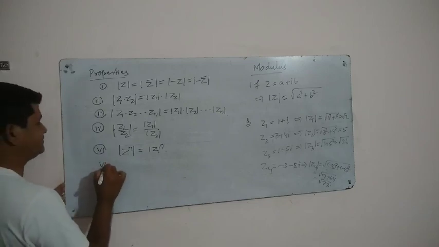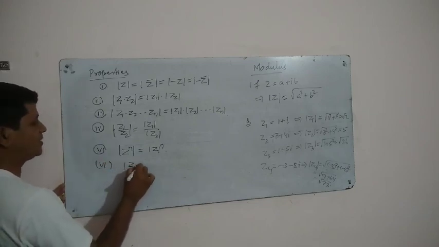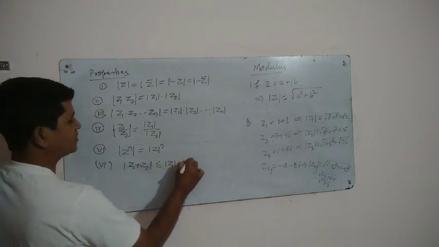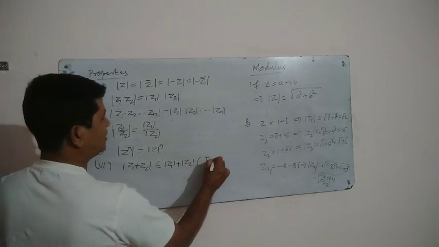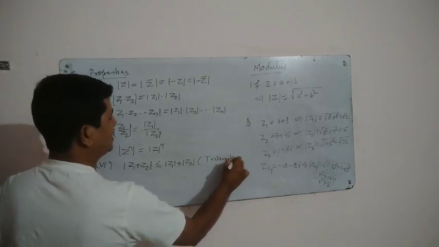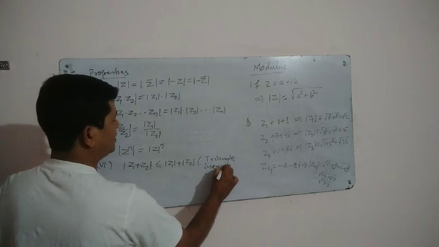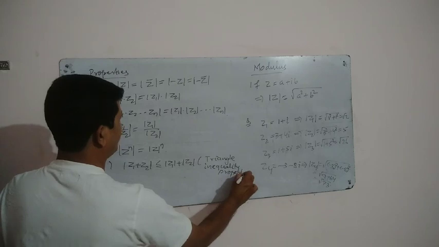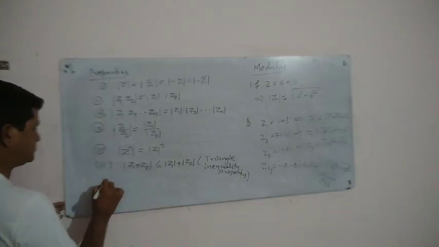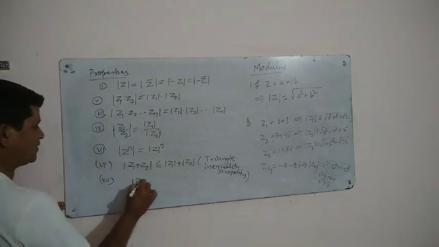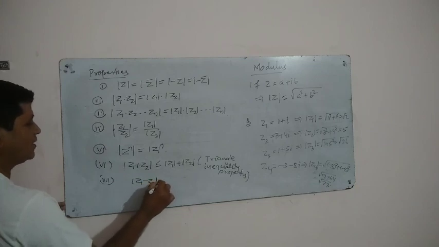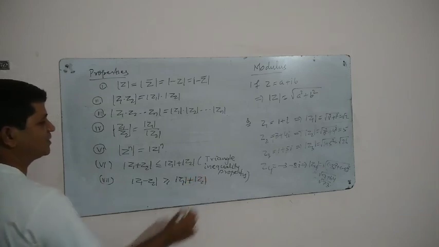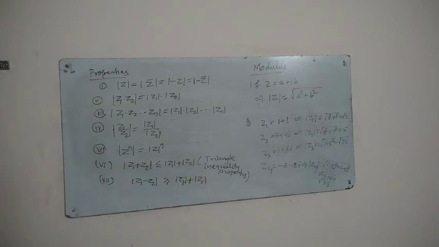Next, Z1 plus Z2 whole mod is less than or equal to mod Z1 plus mod Z2. This is called the triangle inequality property. Next is mod of Z1 minus Z2, which is greater than or equal to mod Z1 minus mod Z2. This is the next triangle inequality property.